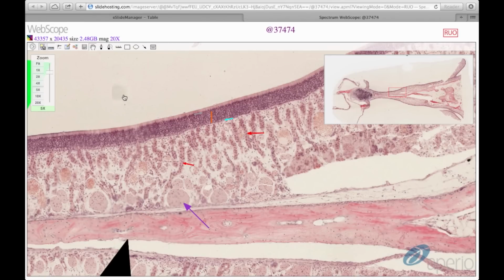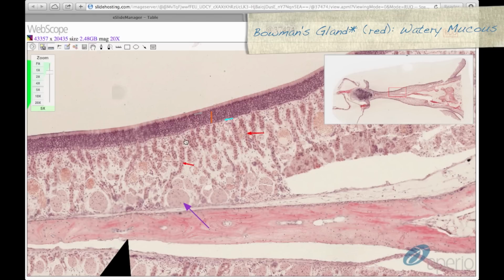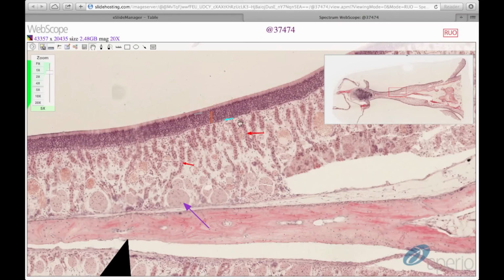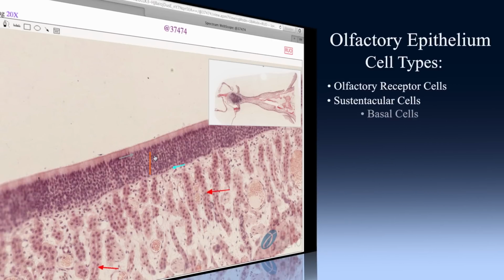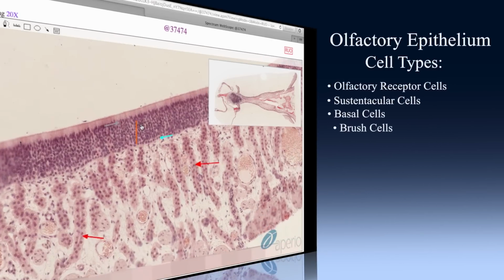We have now zoomed in on a different portion of the slide to observe the olfactory epithelium. The Bowman's glands of the olfactory epithelium secrete a watery mucus onto the olfactory epithelium and can be seen at the red arrows. They are the identifying feature of the olfactory epithelium. Olfactory epithelium is composed of 4 basic cell types, including olfactory receptor cells, sustentacular cells, basal cells, and brush cells.